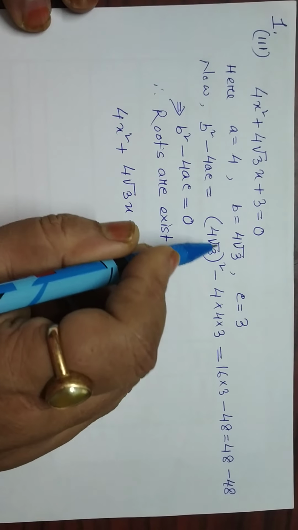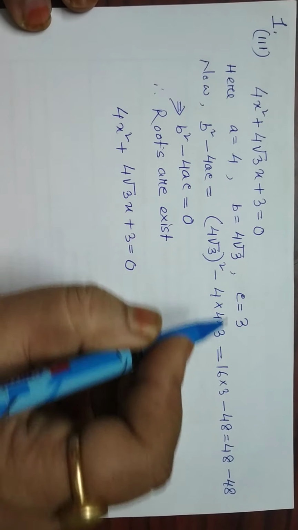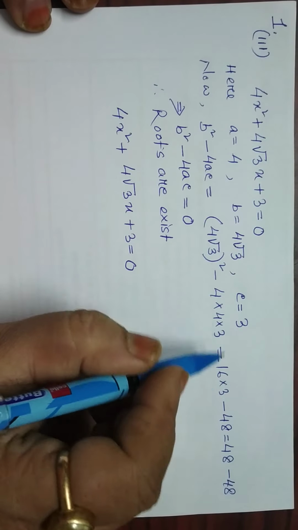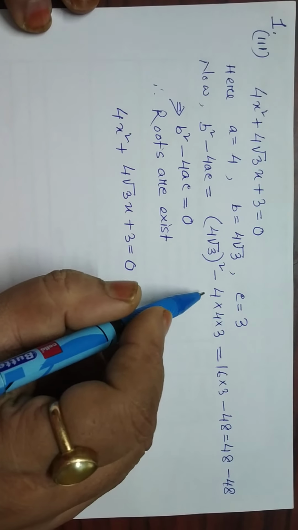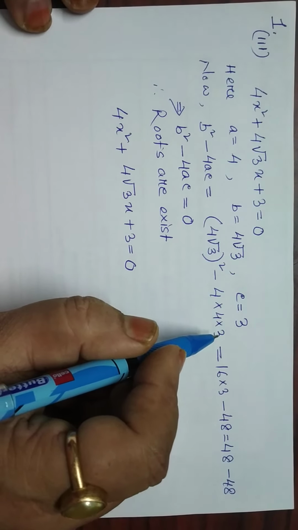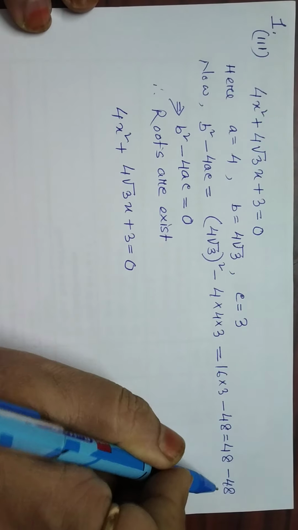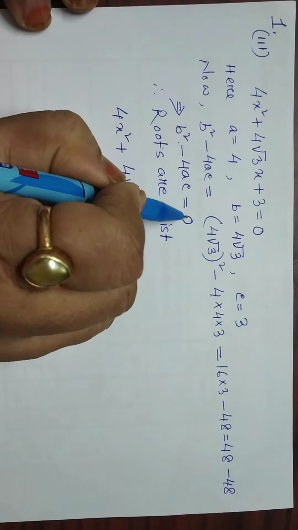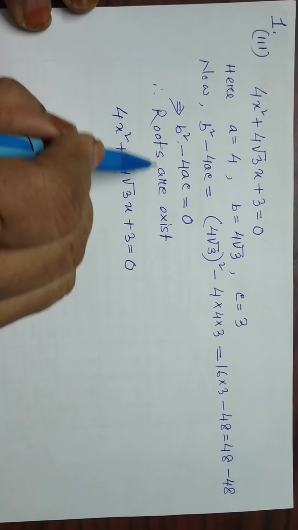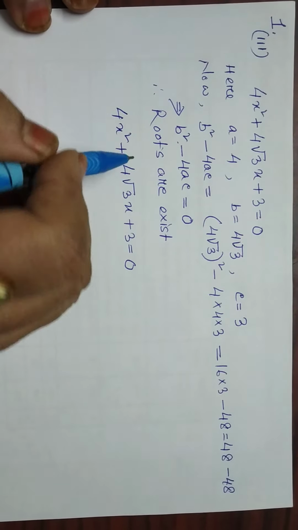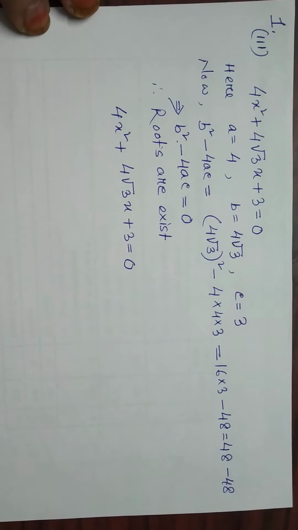Now (4√3)² means 4² which is 16, and (√3)² is 3, so 16 into 3 means 48, minus 4 into 4 into 3, which is 48. That's why b² − 4ac equals 0. Therefore roots exist. If roots exist, then we can solve the equation.